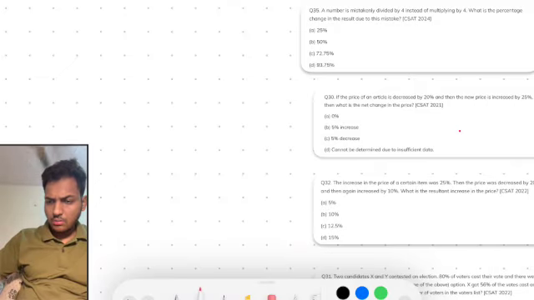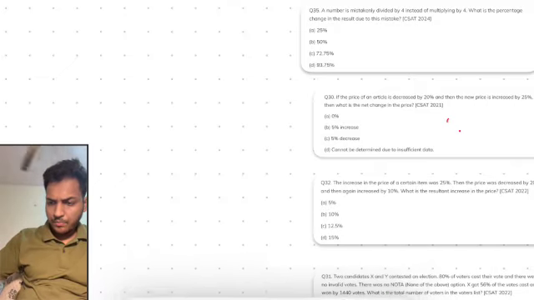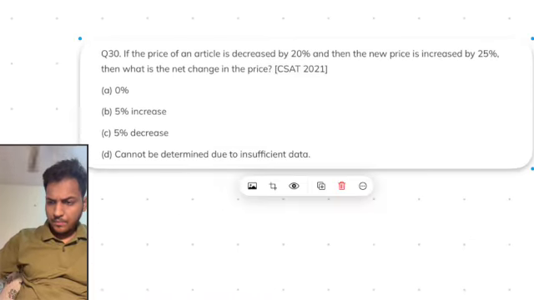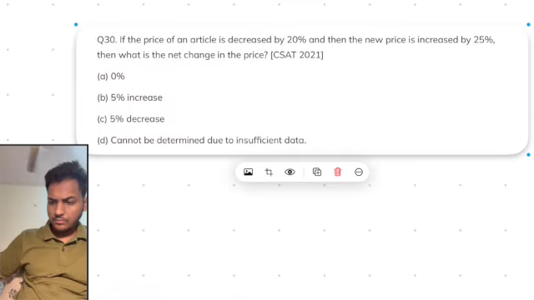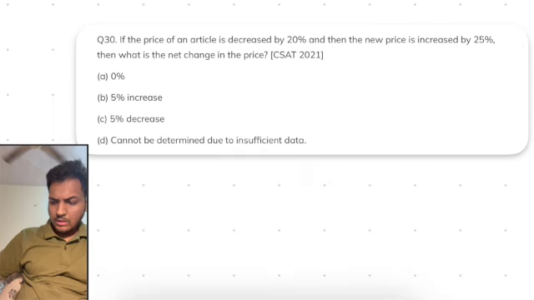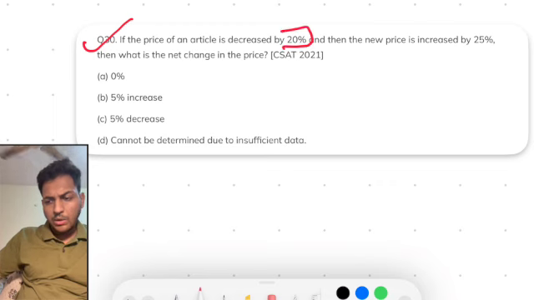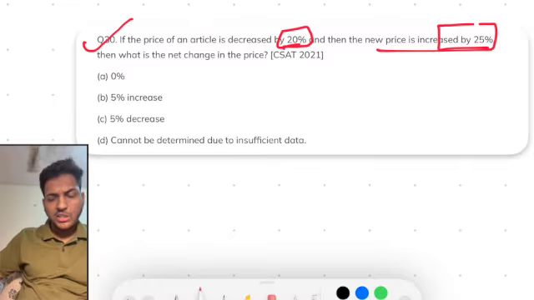See, this question we will solve. Now I hope this question is visible to all of you. The price of an article is decreased by 20%. New price is increased by 25%. Then what is the net change in the price?